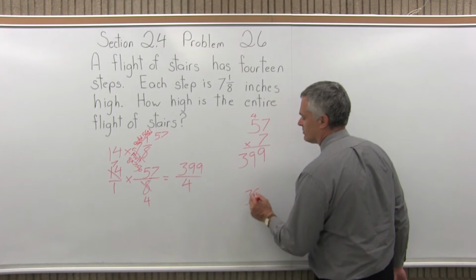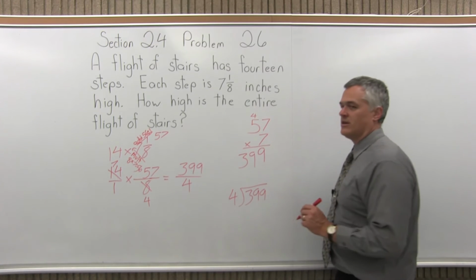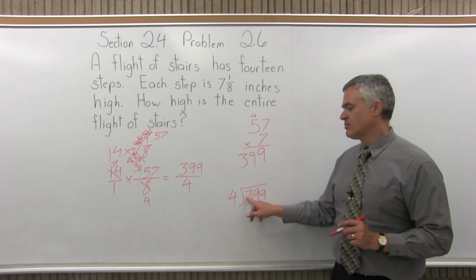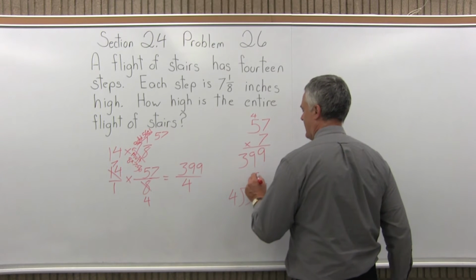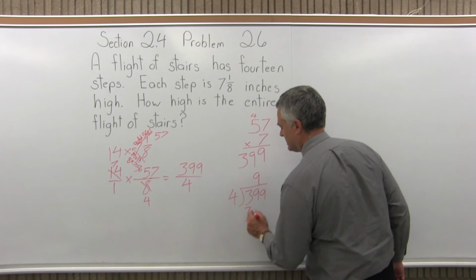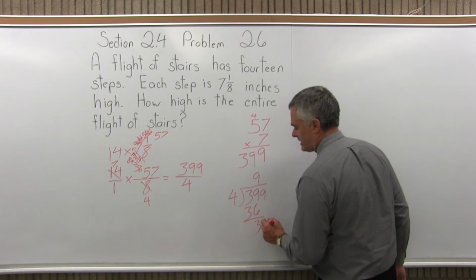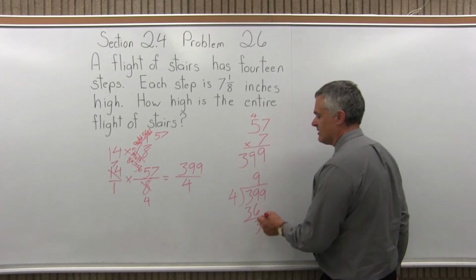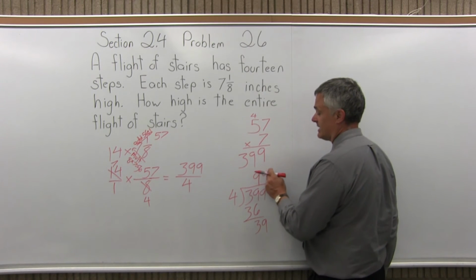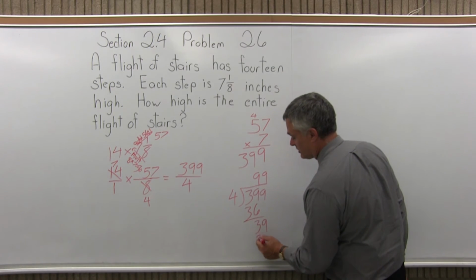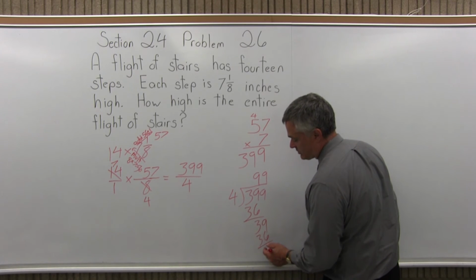So let's do the division. 399 divided by 4. How many times will 4 divide into the 399? 4 divides into 3, not at all. It won't fit. 4 divides into 39. It'll go in 9 times. 9 times 4 is 36. Subtract 39 minus 36 is 3. Bring down the next 9. So now I'm dividing 4 into 39 again. So if it fit in 9 times before, it's going to fit in 9 times again. And again, 9 times 4 is 36. And this time I'm done. 39 minus 36 is 3.